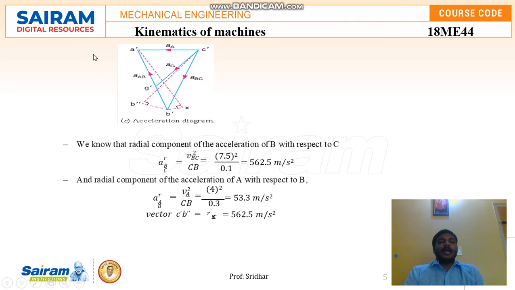Now coming to the acceleration diagram. Similarly to how we identified the velocity values, now we need to find the values in the acceleration diagram. We know the radial component of acceleration of B with respect to C. So the acceleration alpha BC will be equal to vector BC by CB. So what is the value of vector BC?